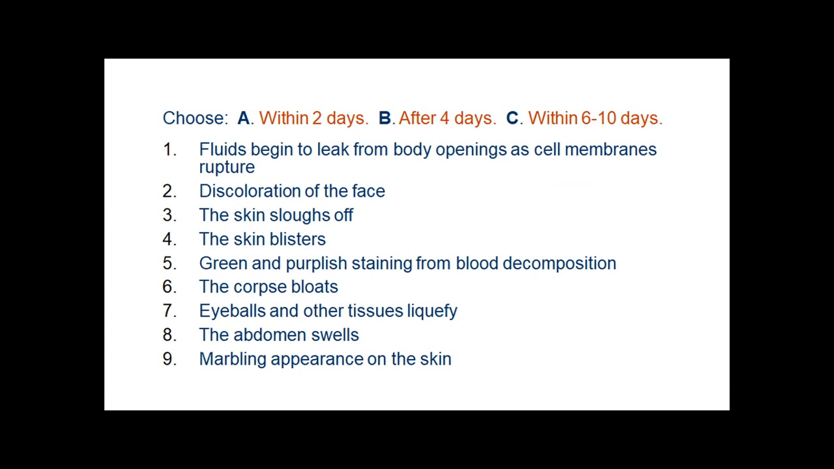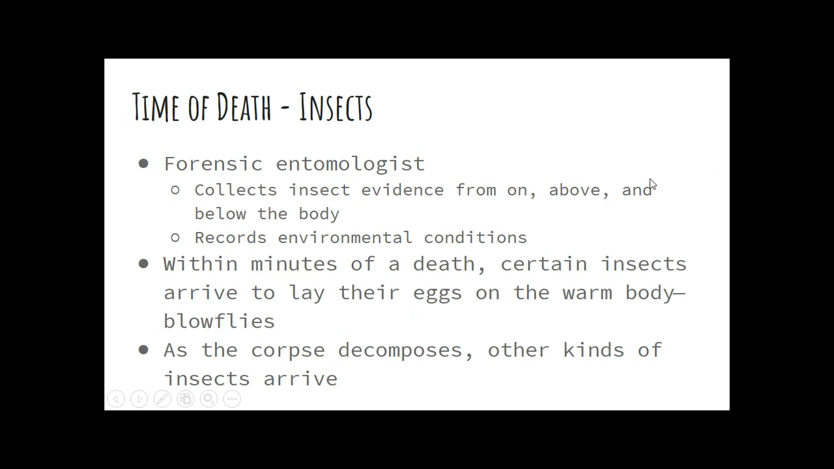And now we're going to talk very quickly about the insects. We can use insect activity to help us figure out time of death. We have specific scientists called forensic entomologists who are responsible for analyzing the insects that are found on a body. Your crime scene technicians and police officers can help with the collection process, but they would be able to determine how long that body has been in that environment.